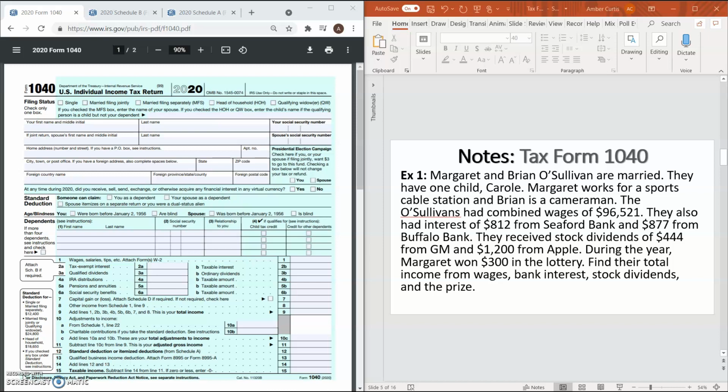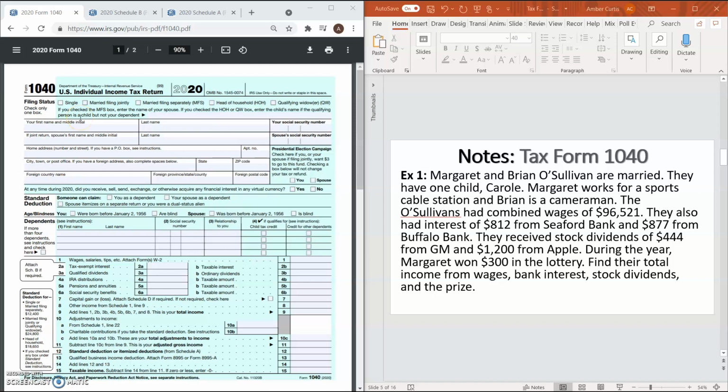The O'Sullivans had combined wages of $96,521. They also had interest of $812 from Seaford Bank and $877 from Buffalo Bank. They received stock dividends of $444 from GM and $1,200 from Apple. During the year, Margaret won $300 in a lottery. Find their total income from wages, bank interest, stock dividends, and the prize.